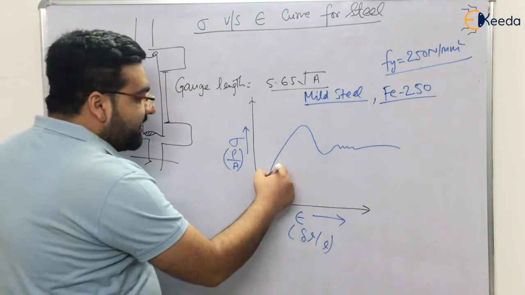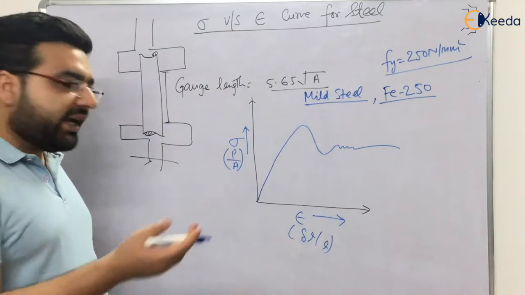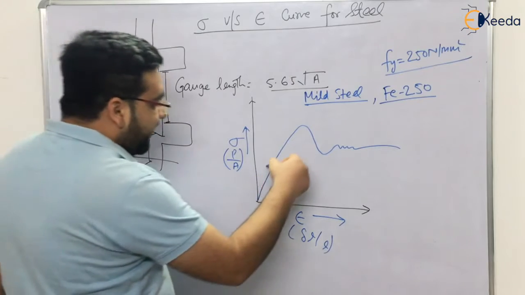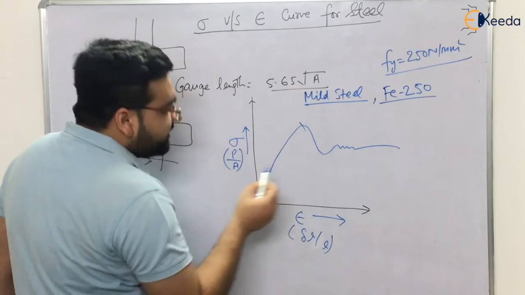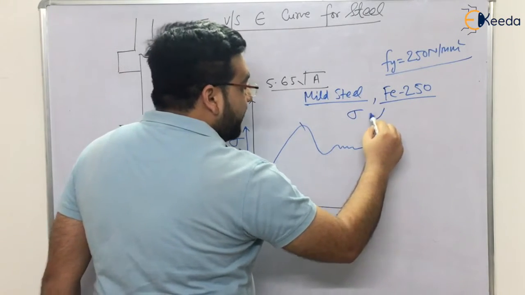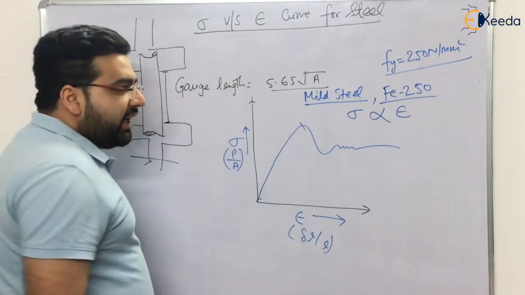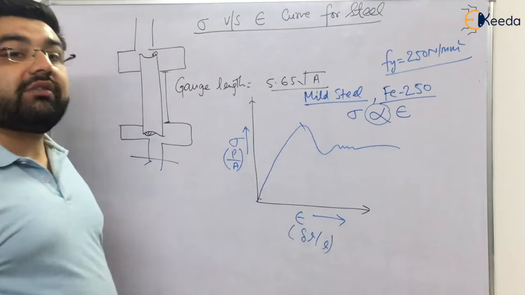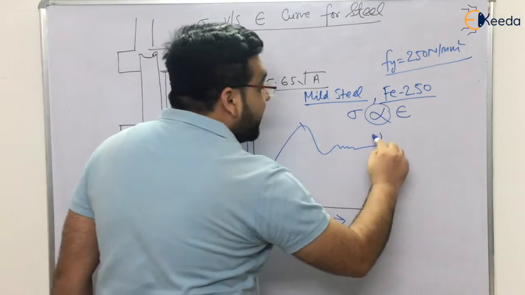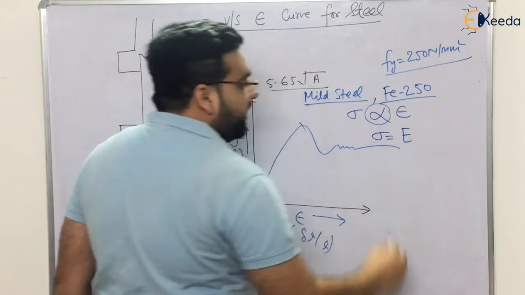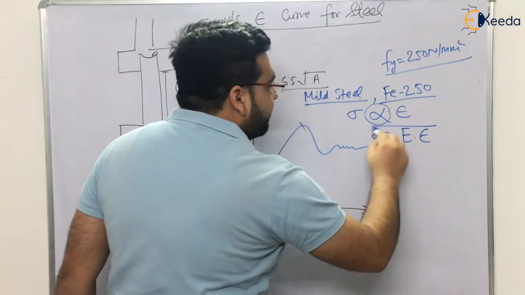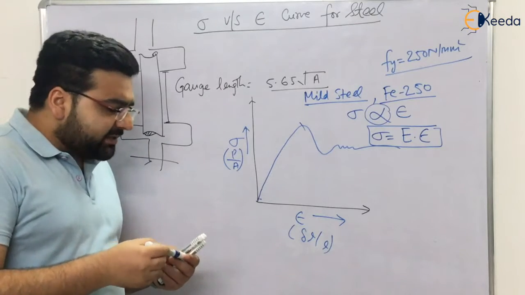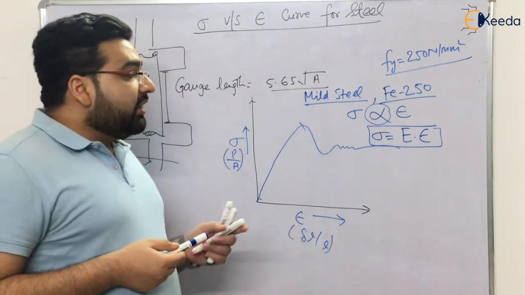The slope of the stress strain curve, what will it give you? Again, I have already explained, it will give you Young's modulus of elasticity. You know that initially up to this range, the stress is directly proportional to strain. If you remove the sign of proportionality, you will get Young's modulus of elasticity, right? So stress is given by E into epsilon. Simple, right?